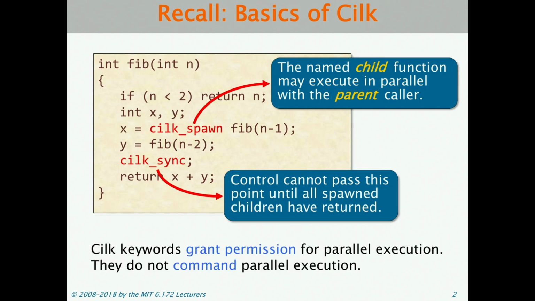And recall that the Cilk keywords grant permission for parallel execution, but they don't actually force parallel execution. So this code says that we can execute fib of n minus 1 in parallel with its parent caller, but it doesn't say that we necessarily have to execute them in parallel. It's up to the runtime system to decide whether these different functions will be executed in parallel. And we'll talk more about the runtime system today.